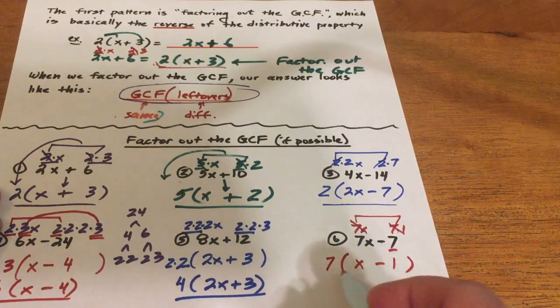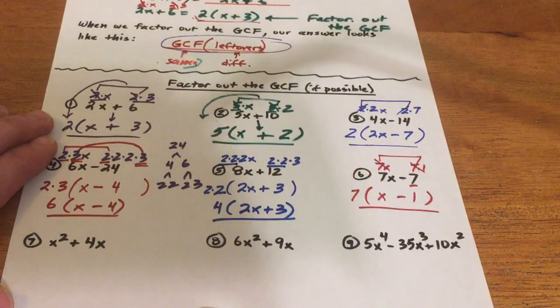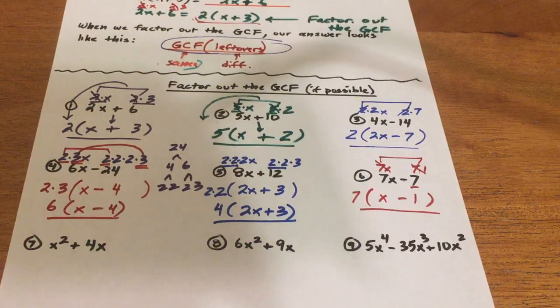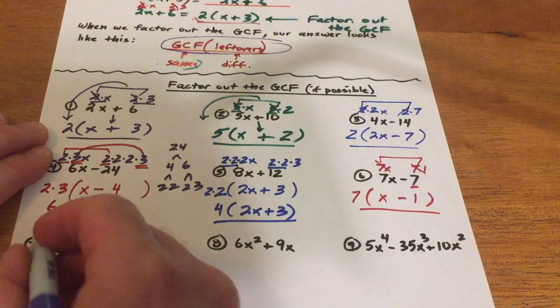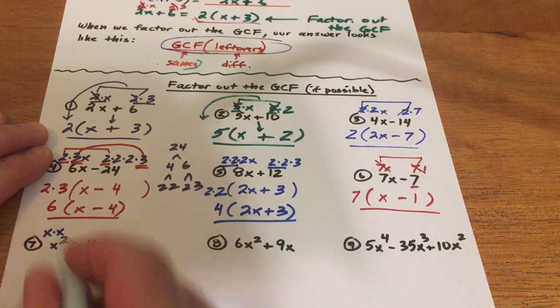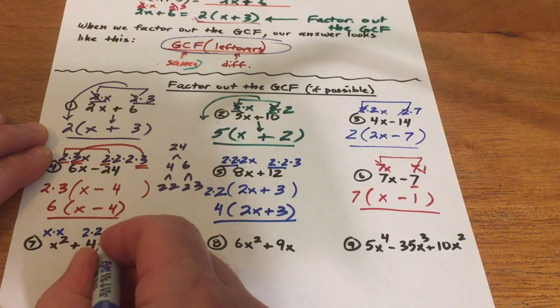All right, now we've got that done. Let's take a look at a few more challenging examples, then we're done for now. In problem number 7, what we've got is x squared plus 4x. Give it a try. Okay, let's take a look at this. X squared is composed of x times x. 4x is composed of, well, 4 is 2 times 2 and then x.